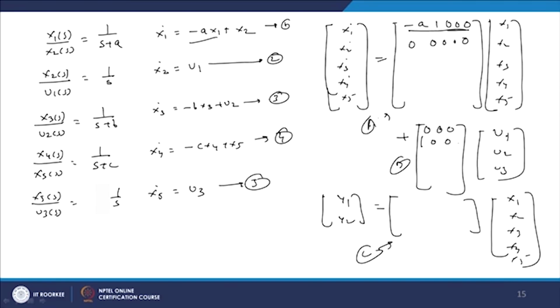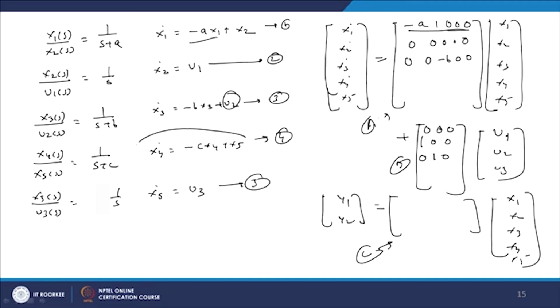Now come to x3 dot. The elements corresponding to x3 dot are minus b x3 and u2. That means we get only terms for x3, the rest of the elements are 0. So, we can write down 0 0 minus b 0 0, and what about the elements in the U matrix, that is u1, u2, u3? We will get elements as u2, meaning 0 1 0.